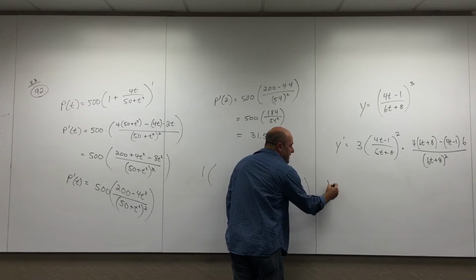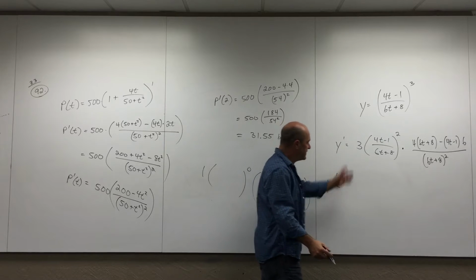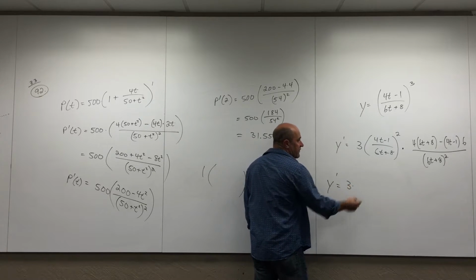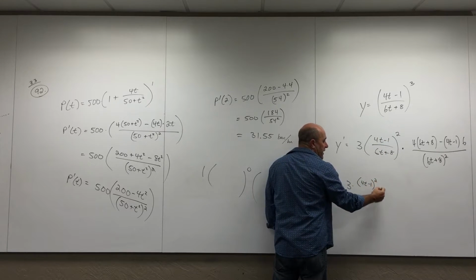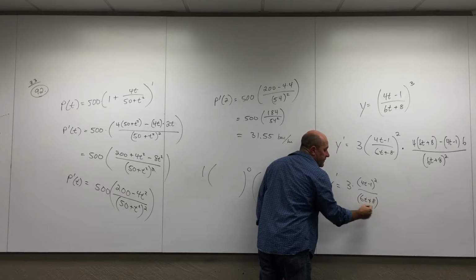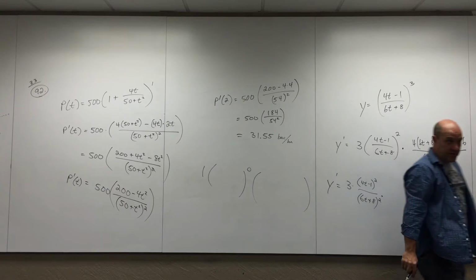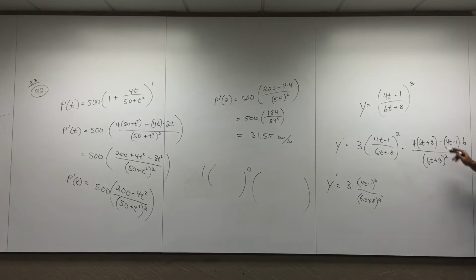What kind of cleaning up can be done here? Well, I don't see much, to tell you the truth. Let's see. I've got this 3 sitting out front. I could call this numerator (4t minus 1) squared. I could call this denominator (6t plus 8) squared. But that's not much of a move there, but you with me on that? Everybody's squared here. But then I'd like to clean this up. I'm going to go right above here and distribute and collect like terms.